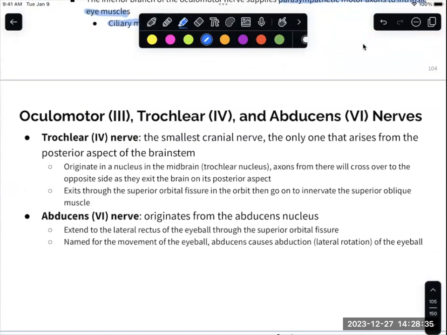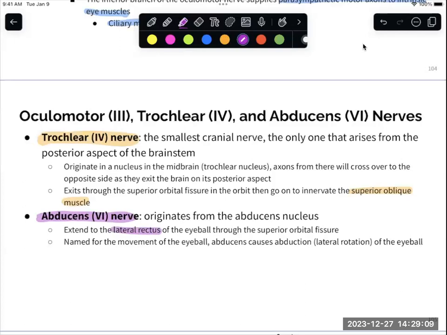Cranial nerve 4, trochlear nerve. This nerve specifically will go to superior oblique muscle. So it only goes to one muscle. Abducens, cranial nerve 6. This one goes to lateral rectus, just one muscle.